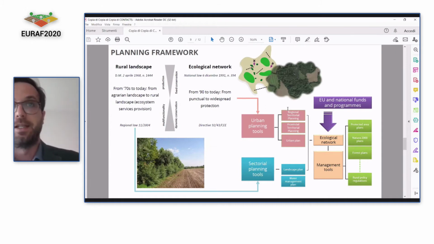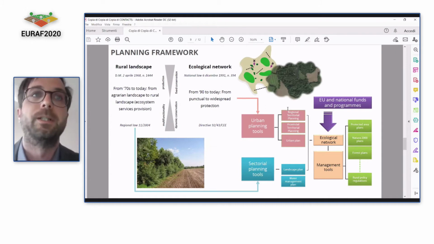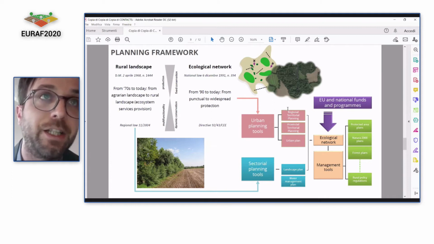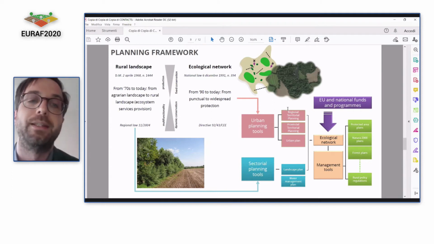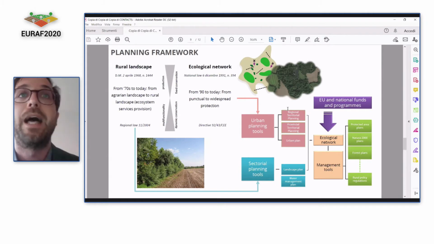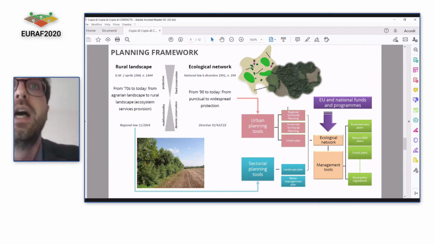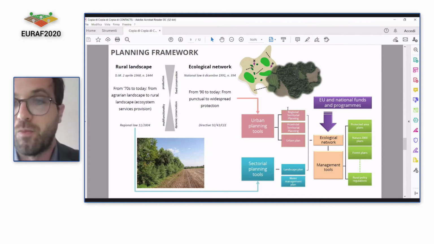Within this state of the art of biodiversity conservation and natural elements, the strategies for conservation and enhancement of these natural and semi-natural woody elements have to be developed according to the complex European, national, and particularly in Italy and in our region, regional and local planning framework.